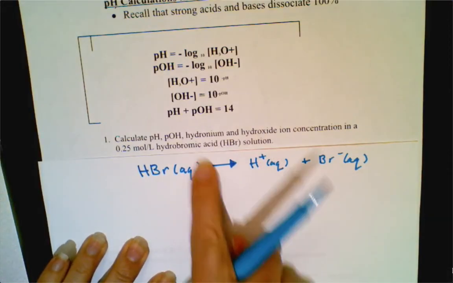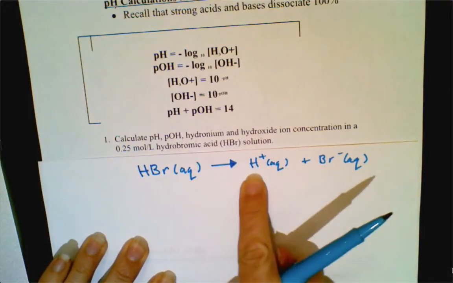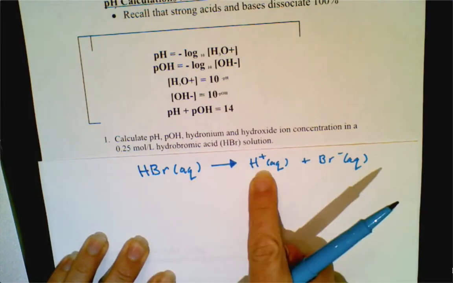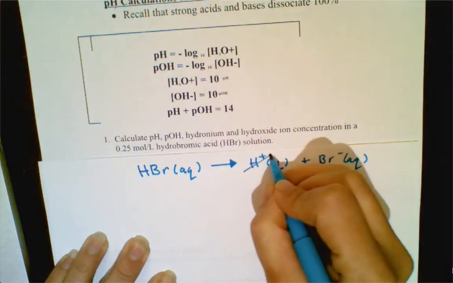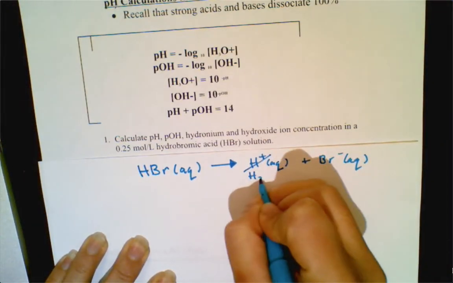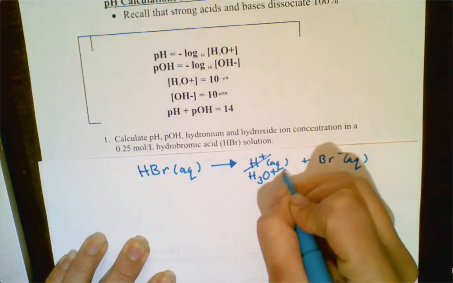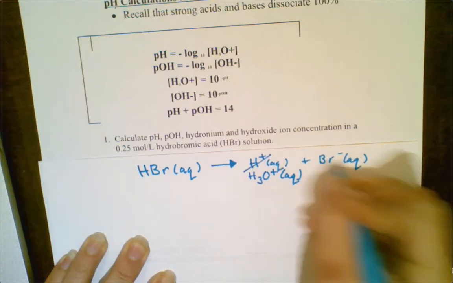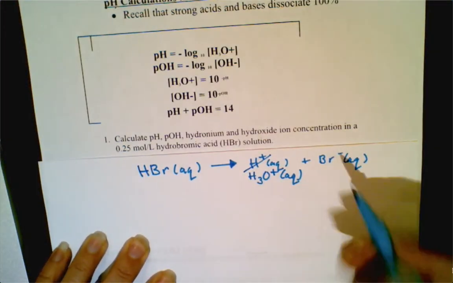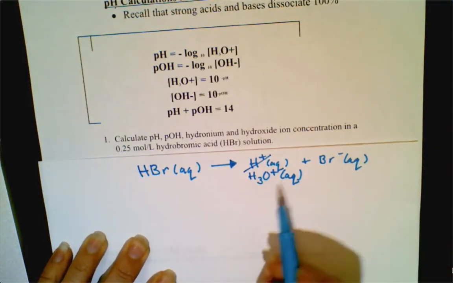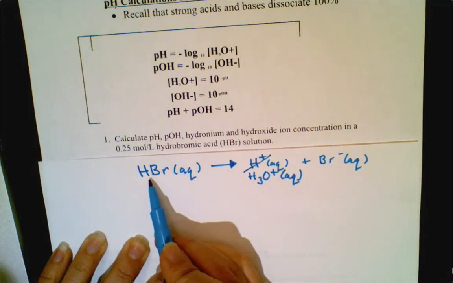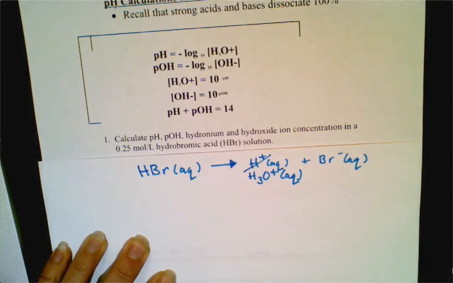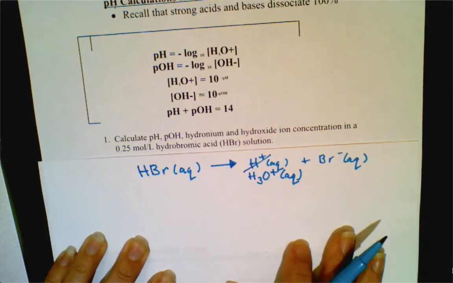When it dissociates in water, hence the aqueous, we get 1 hydronium ion, or I wrote it as hydrogen ion. Again, we know now it's probably more appropriate to write it as hydronium ion plus the bromide ion, the anion. Again, where did that oxygen come from? Because you have to have oxygen on the left. Remember that the aq stands for the water. So that's where that came from.